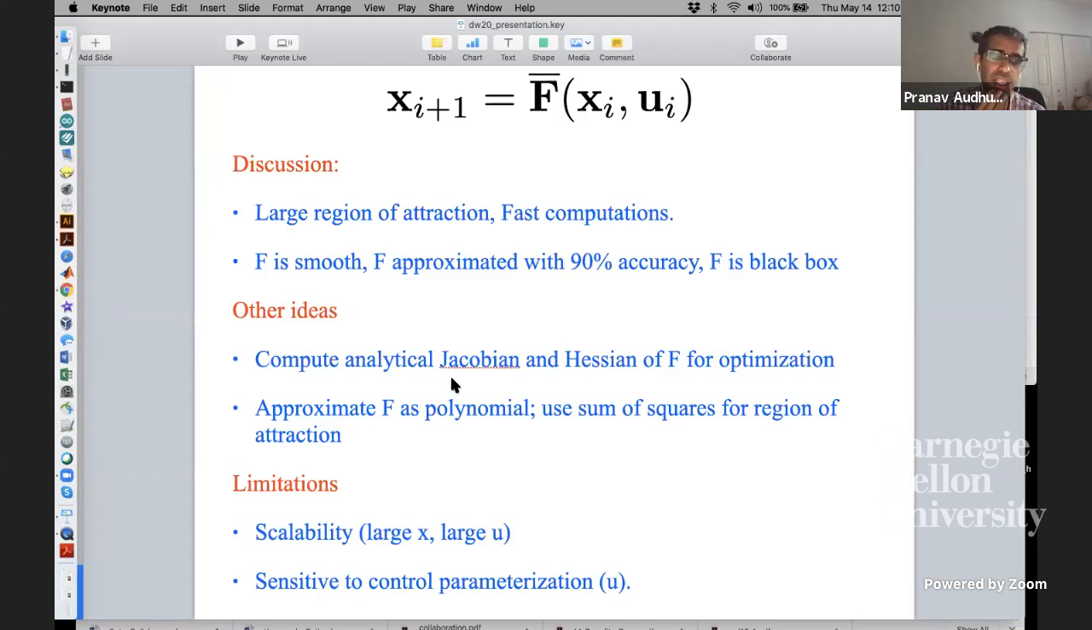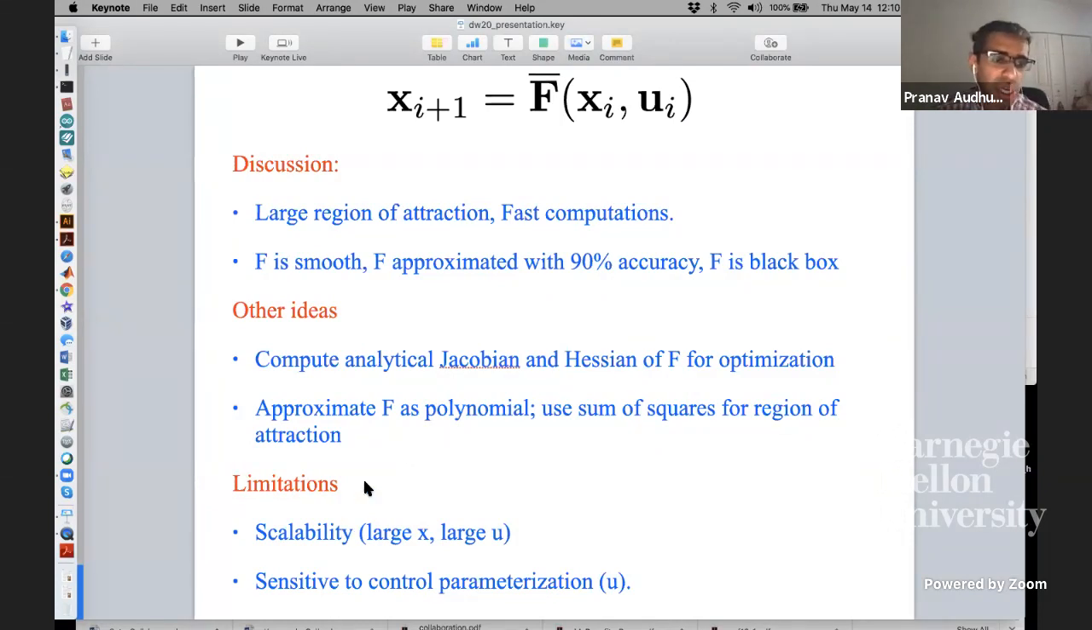The optimization I showed you did not do all those things. And it was also done in MATLAB, which is quite slow. So using C and things like that will make it much faster. The other thing which I've explored and not shown here is if you approximate F as a polynomial, then you can actually use sum of squares to find the region of attraction, which I've not done here. In this case, I just used simulation to find the region of attraction.